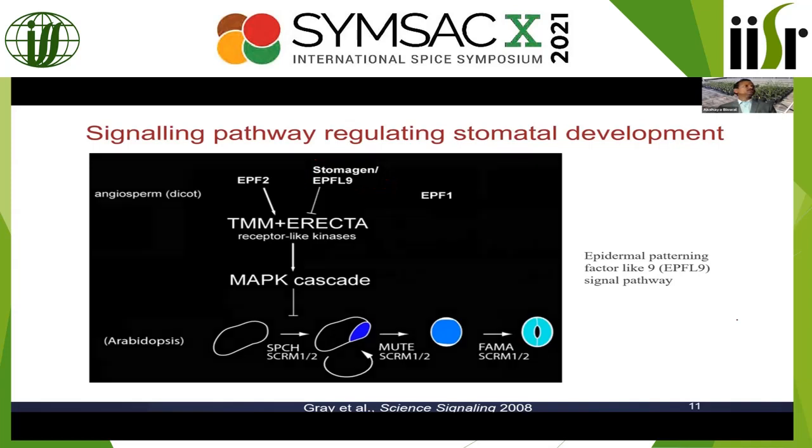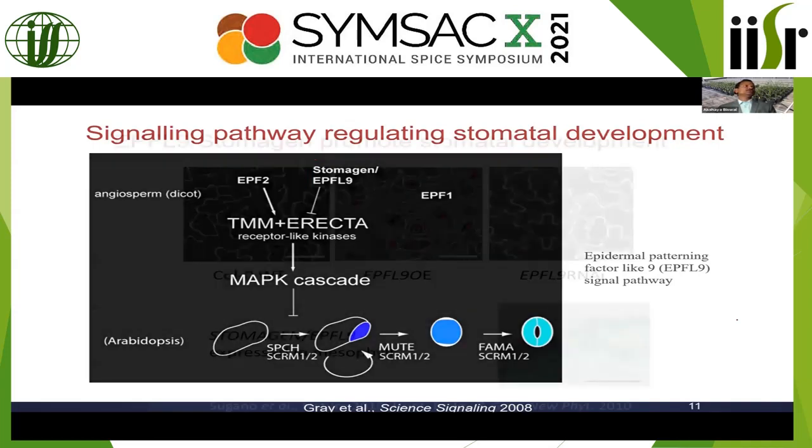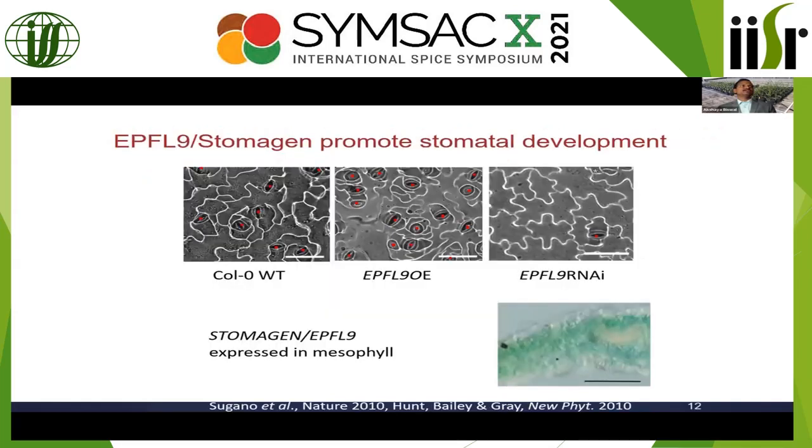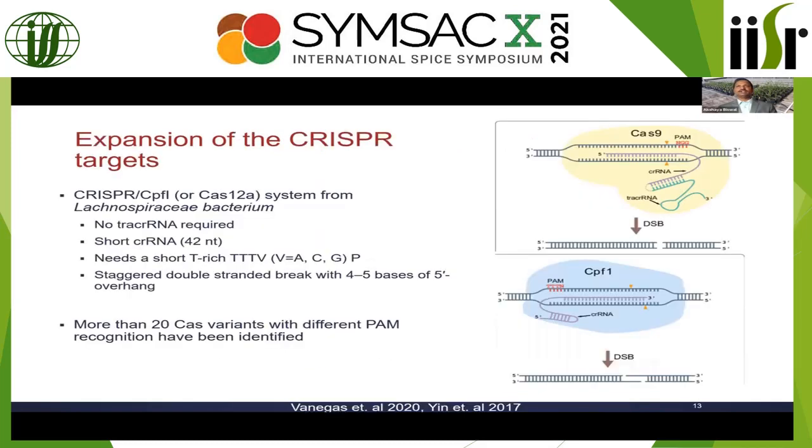We selected this gene because it was known in Arabidopsis that when this gene is overexpressed, it increases the number of stomata, and when it is silenced, it decreases the number of stomata. This gene also expresses in the mesophyll cells of Arabidopsis. So we wanted to knock out this gene in rice and see the effect. At that time, in addition to Cas9, a new CRISPR factor was developed called Cpf1, or Cas12a.